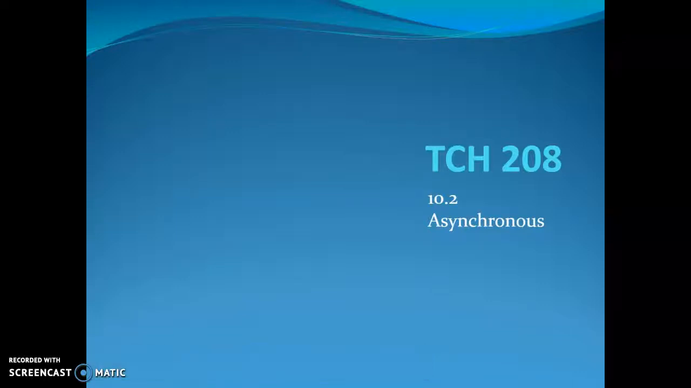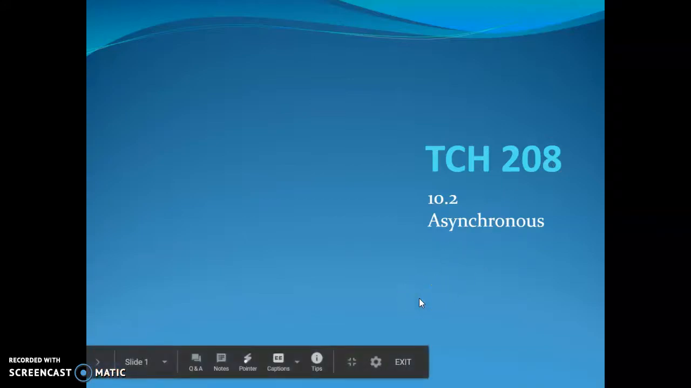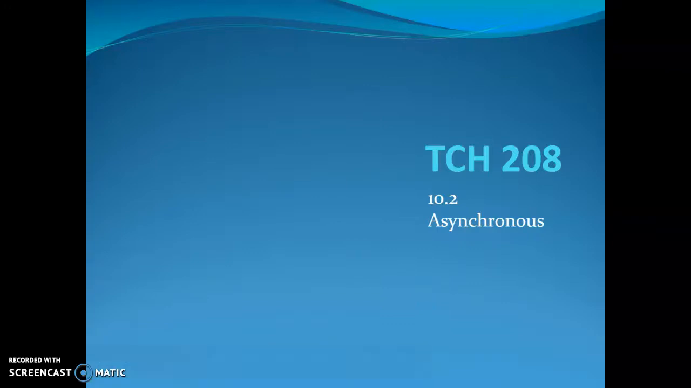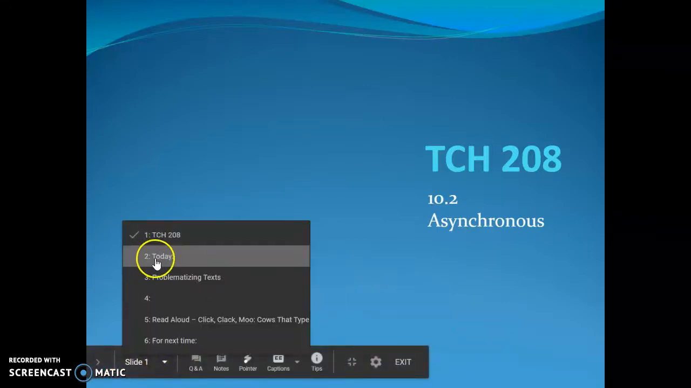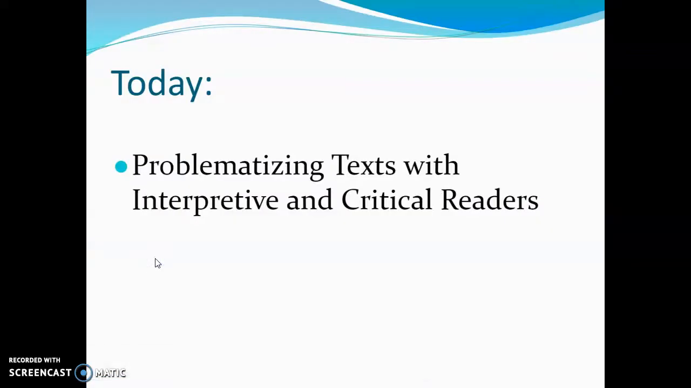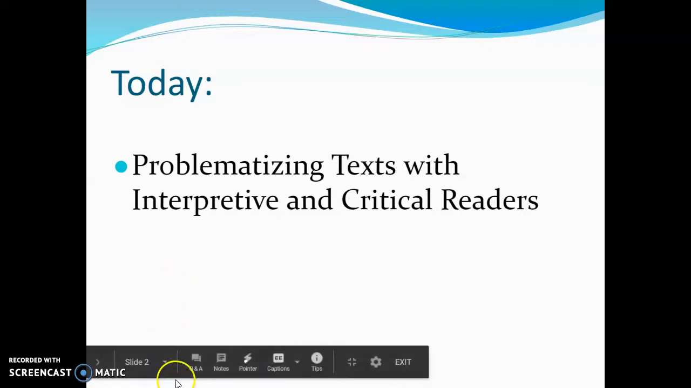Hello everyone, and welcome to the Asynchronous 10.2 PowerPoint for TCH 208. I'm going to walk you through this PowerPoint today and discuss more aspects of what you can do with critical readers. So looking at this, what's happening today, we're going to do what's called problematizing text with interpretive and critical readers. Let's take a look at what this exactly means.